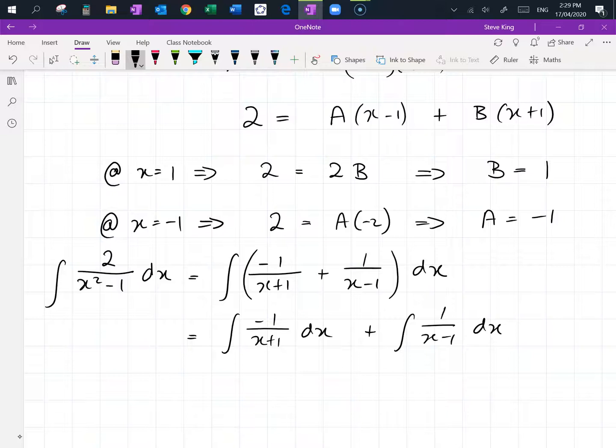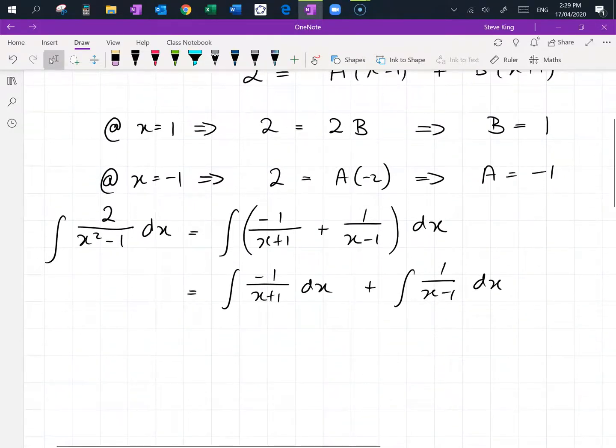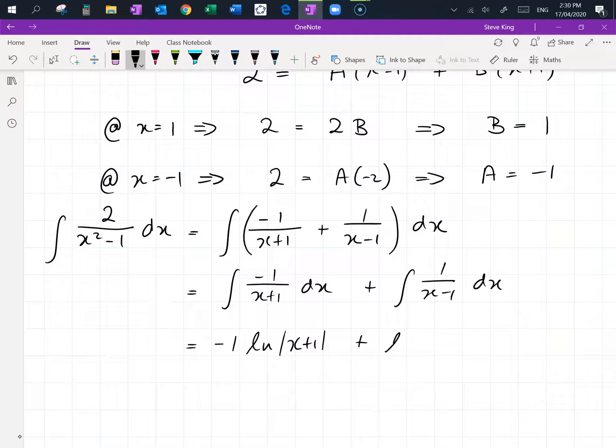And that now looks like a natural log situation because the numerator is the derivative of the denominator. In the first one, I just need to take out that minus 1, and then I'm going to have the natural log of x plus 1. And for the second one, I'm simply going to have the natural log of x minus 1, and to that I'm going to add c.